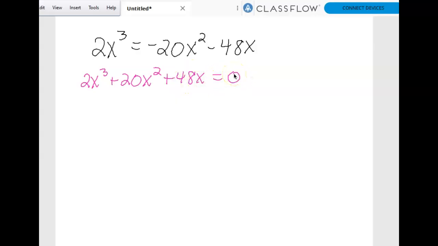So is it equal to 0? Now it is. So what's the next thing I probably should check? A greatest common factor. And so what is my greatest common factor going to be? So I'm going to have 2x. So I'm going to get x squared plus 10x plus 12. Oh, 24.